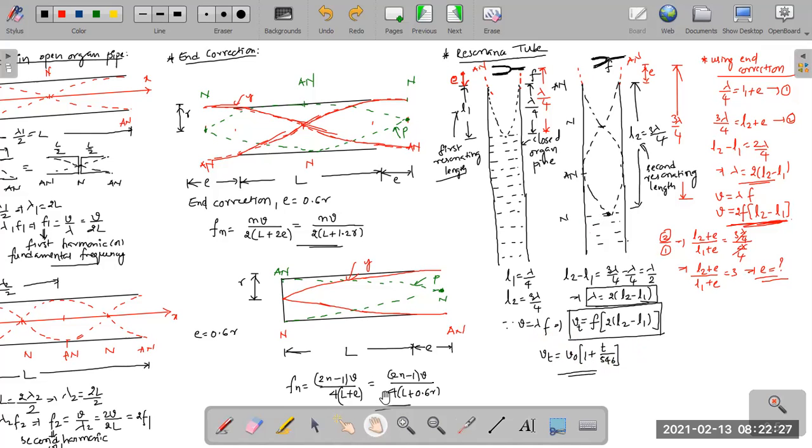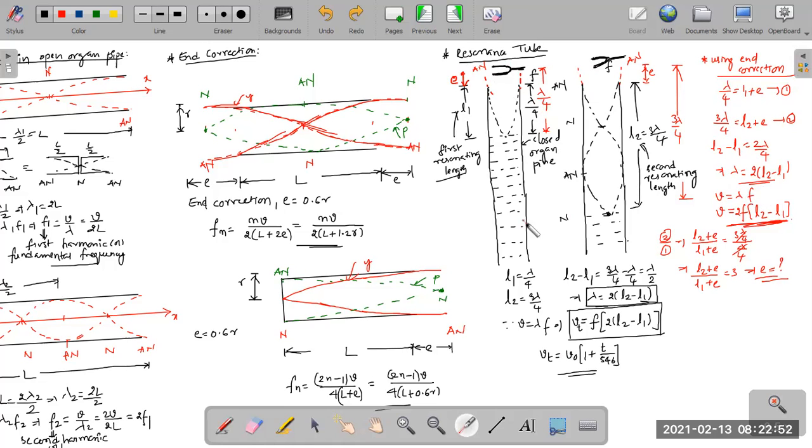Now, if you want to make it slightly complicated, we know that the pressure node or the displacement antinode doesn't form exactly at the tip, but there will be some end correction. So what should I properly say? I should say that lambda by 4 will be equal to L1 plus E. Is that correct? Are you people following?